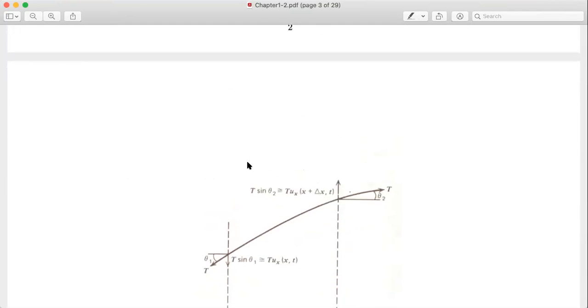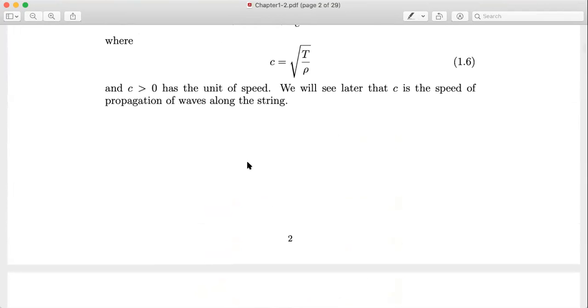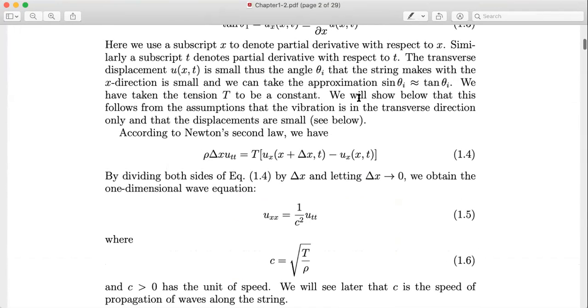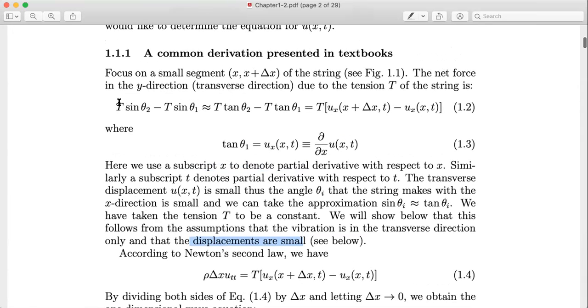I will show clearly later that this is not an additional assumption. The tension T being constant is a consequence of the assumption that the vibration is in the transverse direction only, and the displacements are small. I will show you this more clearly later. So T being constant is not an additional assumption. And anyway, let's continue here.